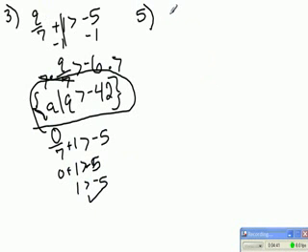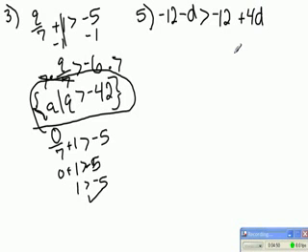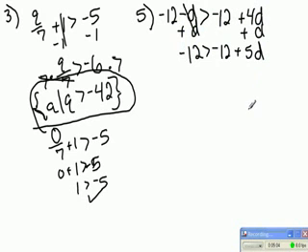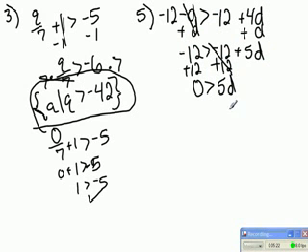Moving to number 5. They gave me negative 12 minus d is greater than negative 12 plus 4d. I want to get all my d's together first. I would do that by adding d so that it'll move with the other d's. I get negative 12 is greater than negative 12 plus 5d. Then I want to get all my numbers to go to the other side, so I'm going to add 12 so that those will move over here. Those will cancel. In this case, these cancel too, which means I have 0 over here, greater than 5d.